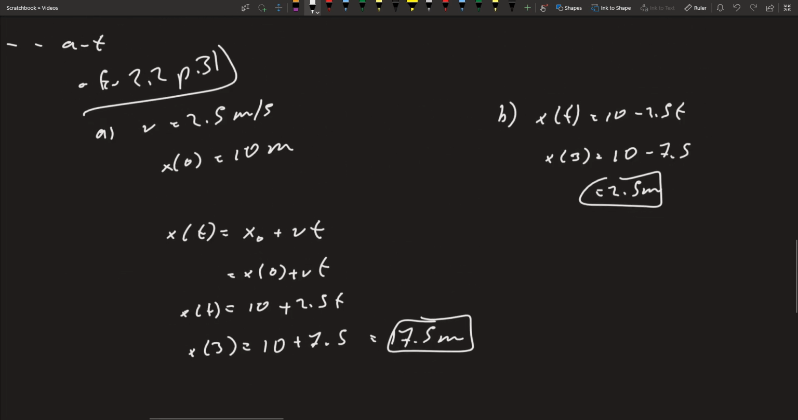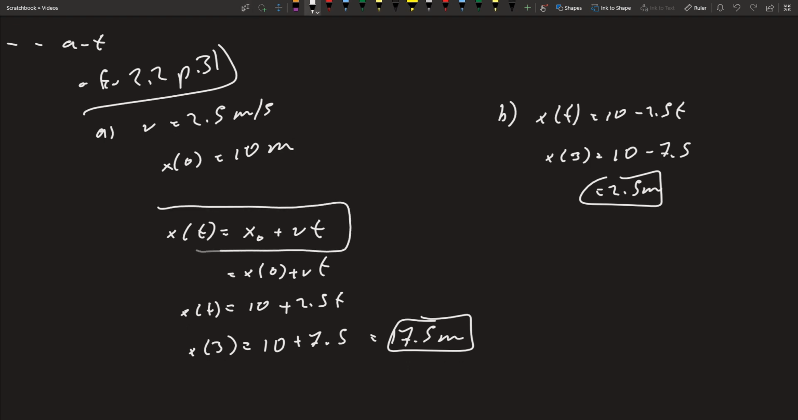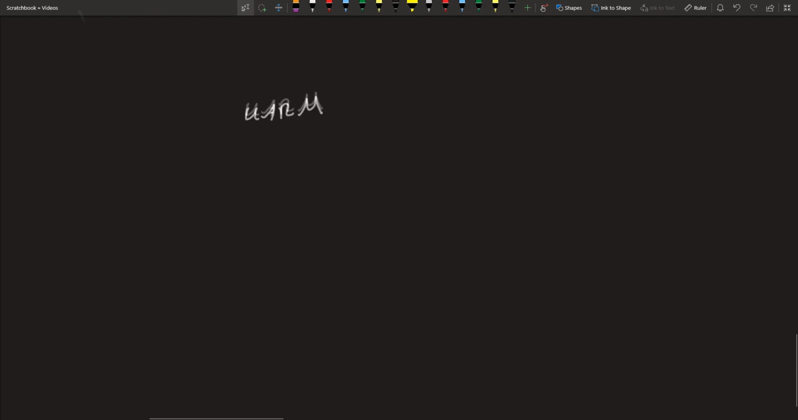Alright, now comes the fun part. We will solve problems using uniformly accelerated rectilinear motion, abbreviated UARM. This equation over here is URM, uniform rectilinear motion. That means there's no acceleration. In this case, we're dealing with motion with acceleration. That means we have a new set of equations.